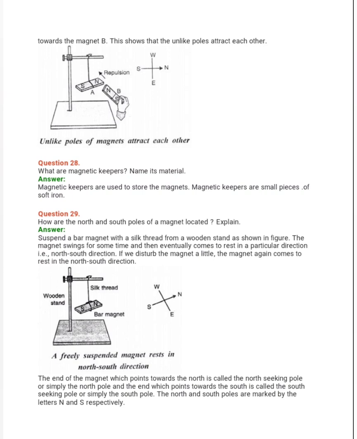Make a note. The end of the magnet which points towards the north is called the north-seeking pole or simply the north pole, and the end which points towards the south is called the south-seeking pole or simply the south pole. The north and south poles are marked by the letters N and S respectively.